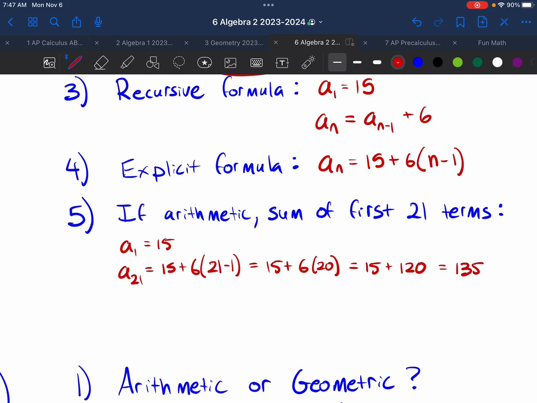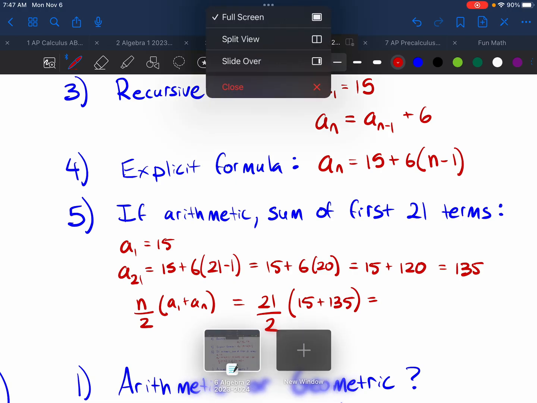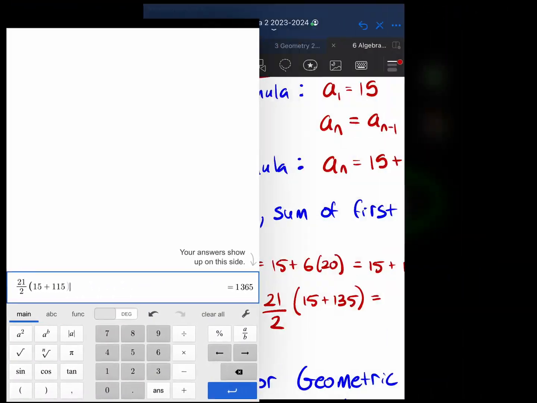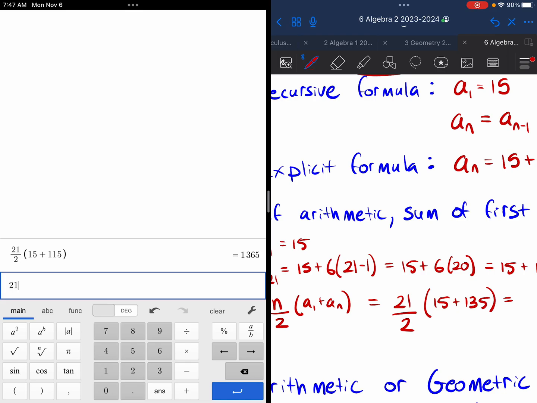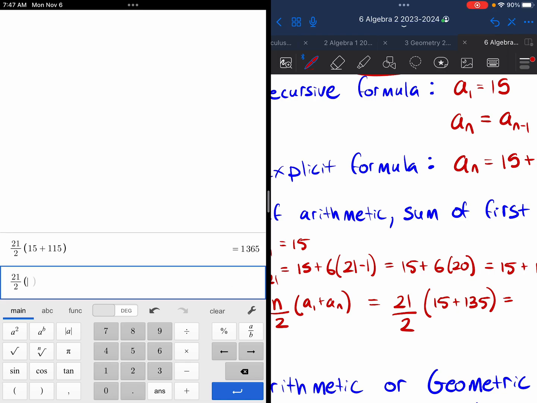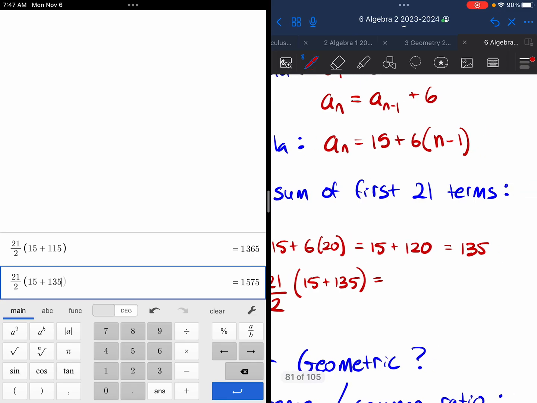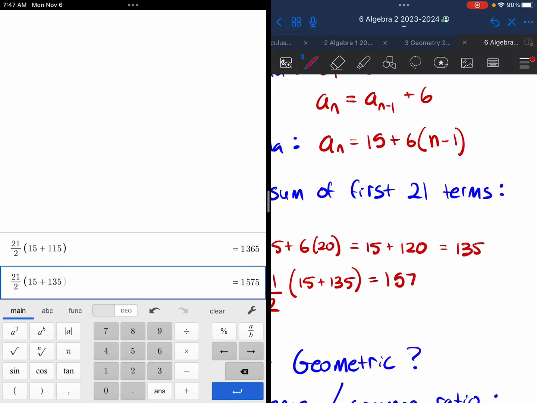Okay, and then I'm plugging into that formula where you take the number of pairs, n divided by 2, and then you multiply that by those rainbows, which is the first term plus the last term. So in this case, this is going to be 21 divided by 2 times, and then the first term is 15, the last term is 135, and again, I'm just going to plug this into my calculator to see what I get. So pull up my calculator, so we can go over to the left-hand side. We get 21 divided by 2, and this is going to be multiplied by 15 plus 135, and I get 1,575.